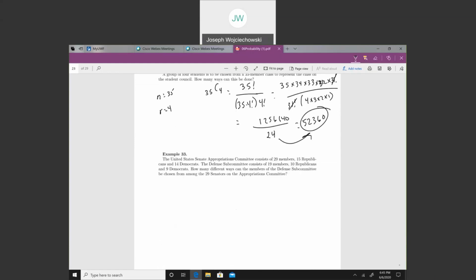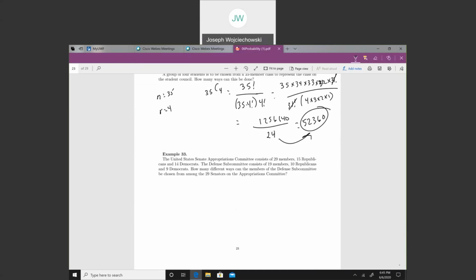So the United States Senate Appropriations Committee consists of 29 members, 15 Republicans and 14 Democrats. The Defense Subcommittee consists of 19 members, 10 Republicans and 9 Democrats. How many different ways can the members of the Defense Subcommittee be chosen from the 29 senators?